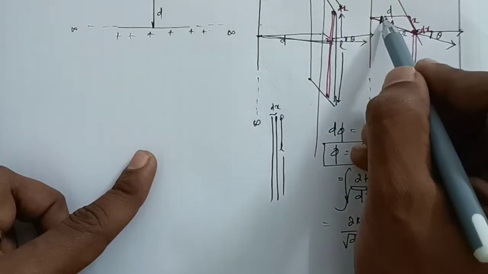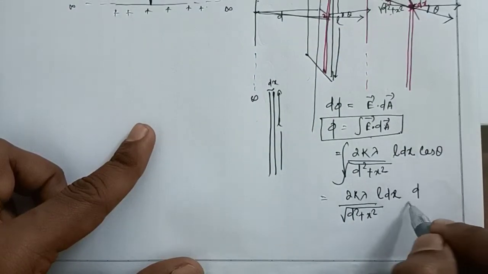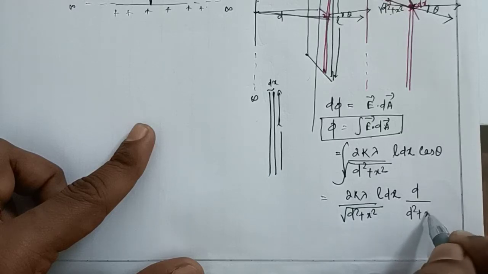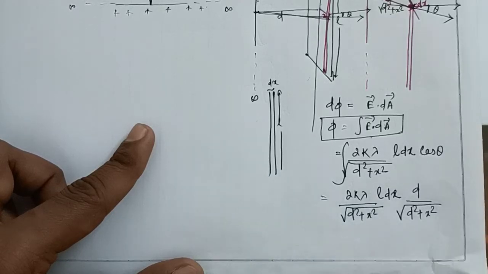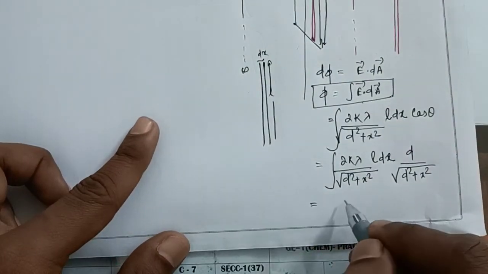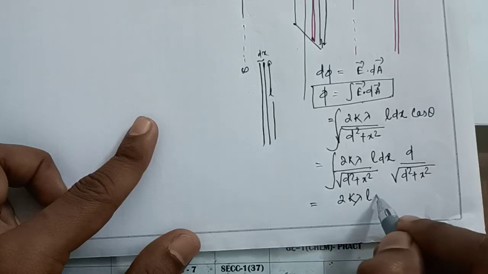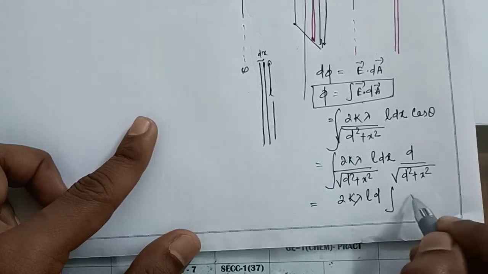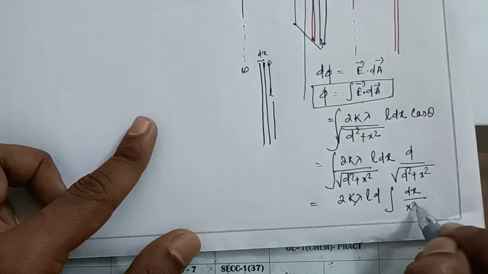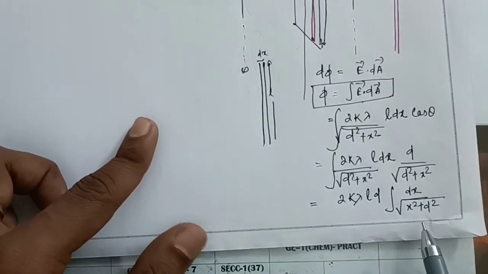Look at this here: cos theta is nothing but d upon root over d square plus x square, and this is my integration. Proceeding in a similar fashion, this is 2k lambda L d, and this is nothing but the integration of dx upon x square plus d square. I hope the scenario is pretty clear.